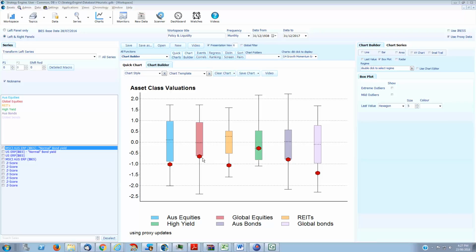We also have REITs looking quite expensive. High yield, not as expensive, but certainly not cheap. Then we have Australian bonds and then global bonds. So I guess the key message here is that pretty much all asset classes are deemed to be relatively expensive at the moment. Of course, in the discussion last time we talked about the equity risk premium.